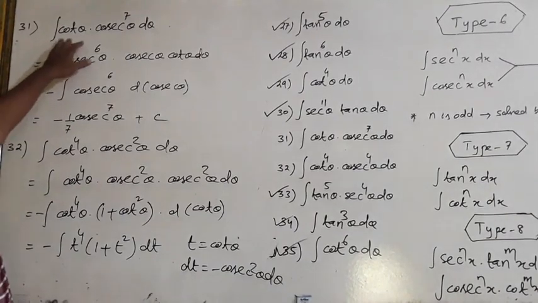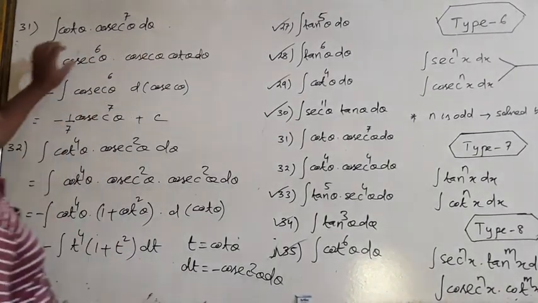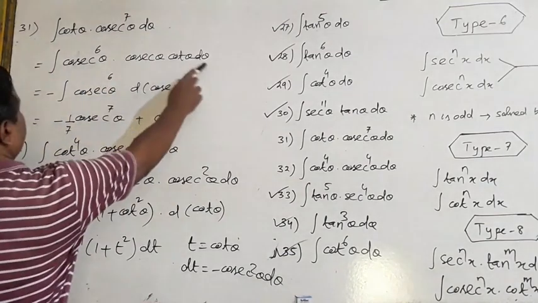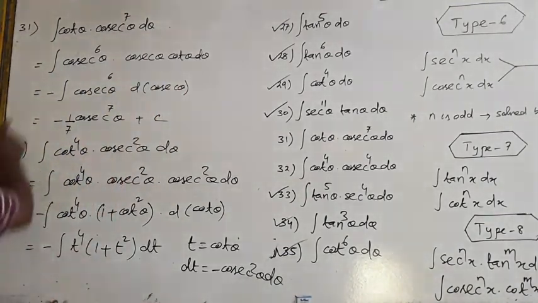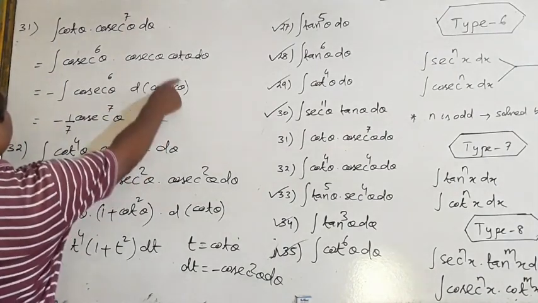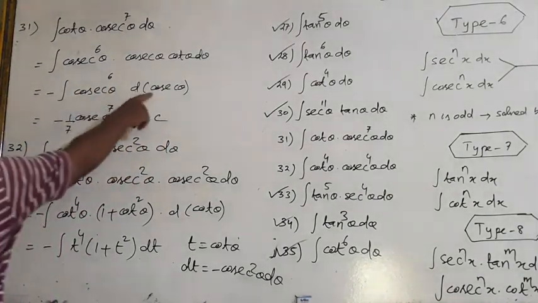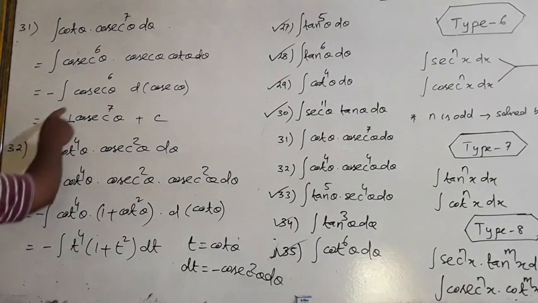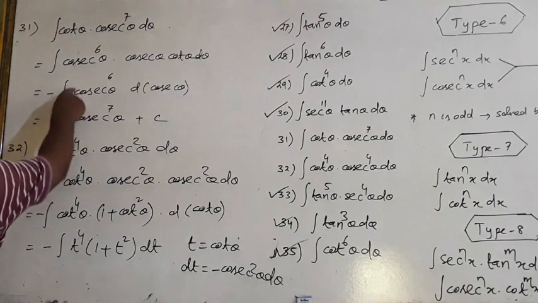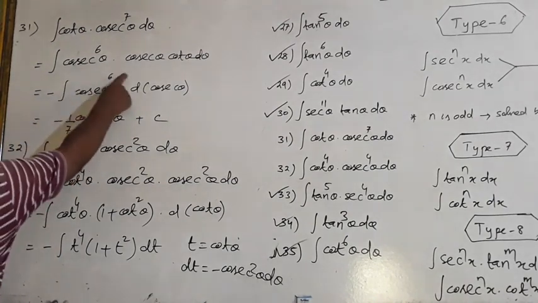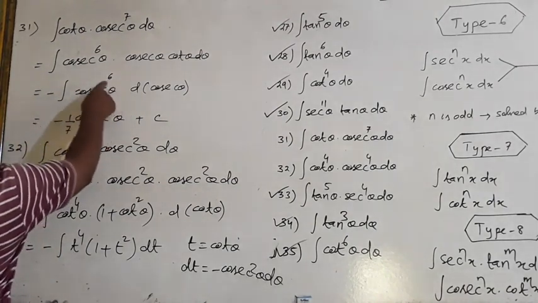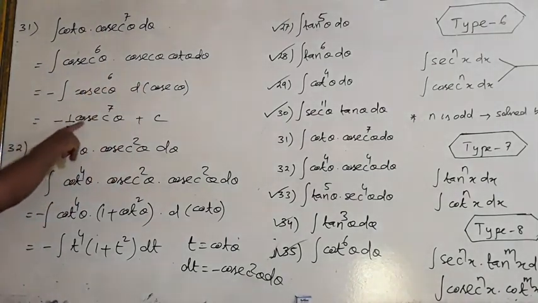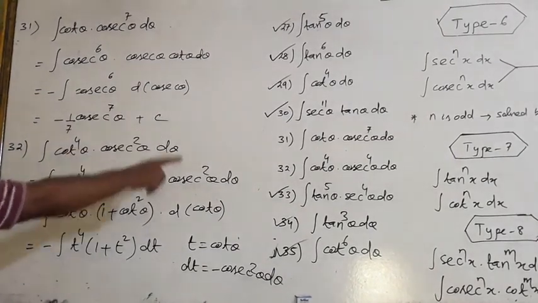Now look, cot theta into cosec 7 theta. You have to separate cosec to the power 6 and cosec theta cot theta d theta. It is minus the derivative of cosec theta, because the derivative of cosec theta is minus cosec theta cot theta, minus minus becomes plus. Now cosec to the power 6, it integrates to cosec to the power 7 by 7 plus c.